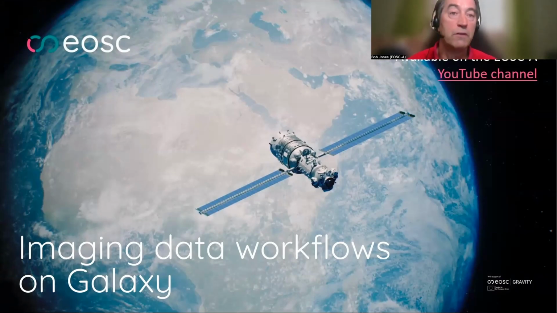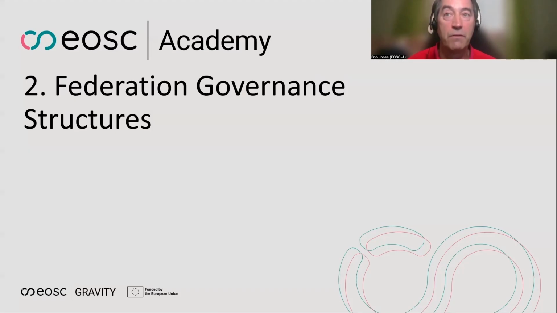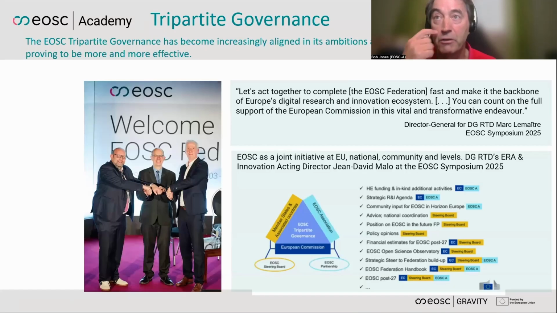So that's a sort of overview of it. So, and how is it governed? What structures are in place? Well, that's been built up over time. It's progressively becoming easier, as we refer to as the tripartite, become more aligned on what they expect out of the Federation and how we can work together.